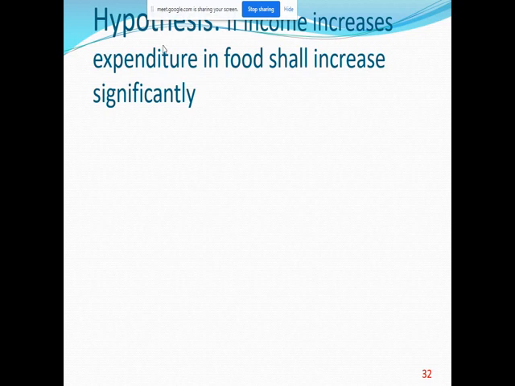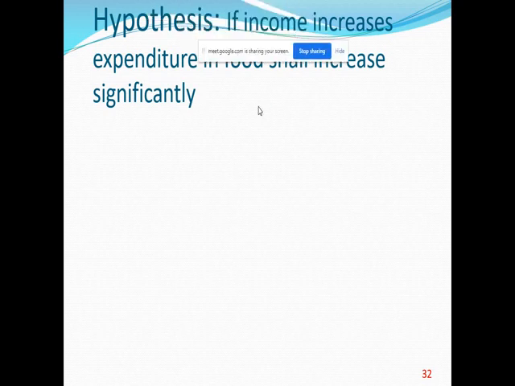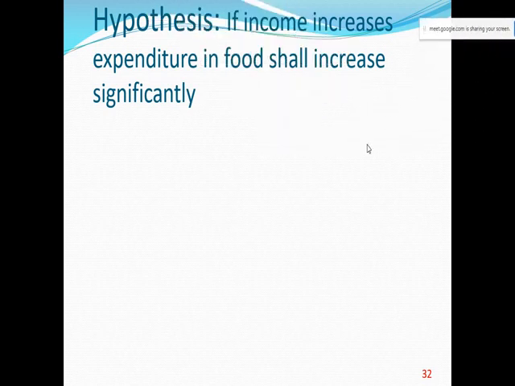Say we have a hypothesis: if income increases, then expenditure on food shall increase significantly. So suppose this is my hypothesis. I start a study where sometimes the government comes up with some policy so that the salary of people increases. After every plan, that means every 10 years, there is a salary hike. Earlier it used to be like this. So a new salary structure comes for all government employees, and it also has some repercussion. Private organizations also, under pressure, have to increase the salary structure.